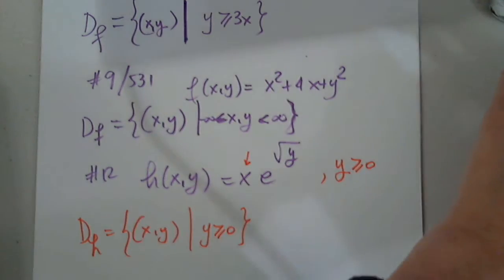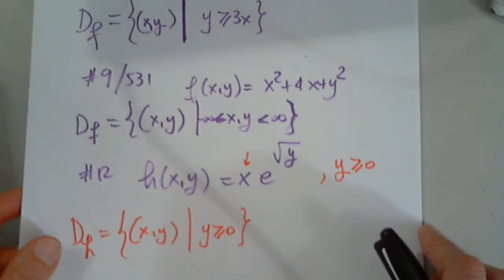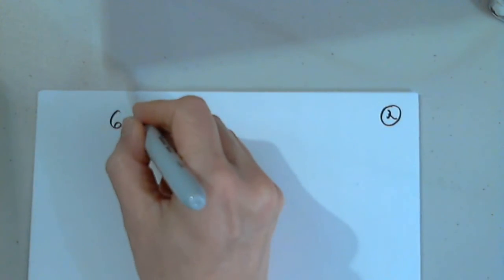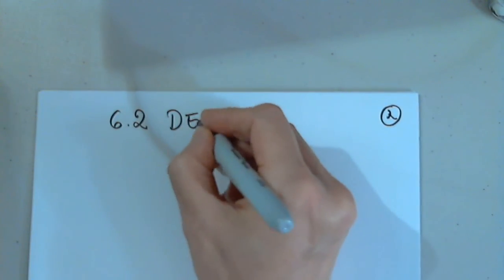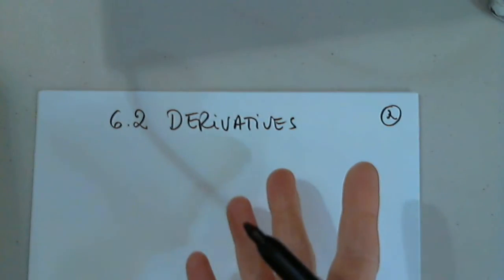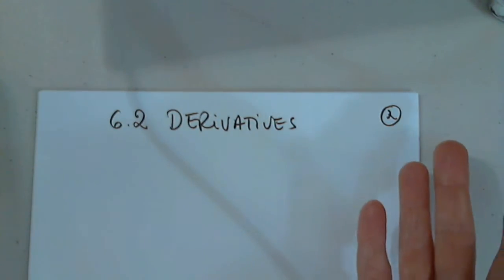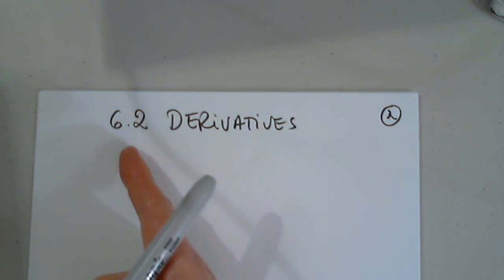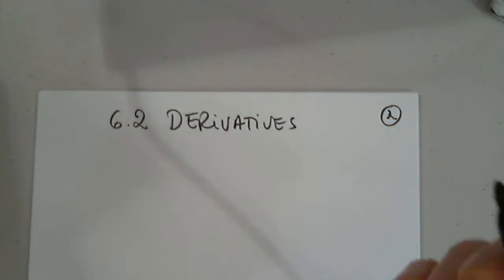Okay. That being said, we can go back to other problems if you find anything. So finally, 6.2. Derivatives. Why do we want derivatives? Because we want to find max and min, right? In the next section, and that's the end of the course.